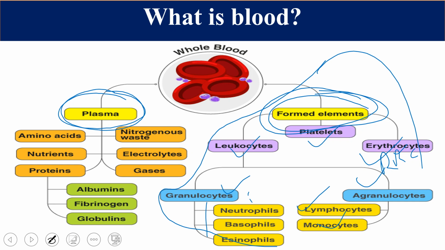The second part of the blood is called plasma. In the plasma, we have dissolved components also, like amino acids, nutrients, proteins, nitrogenous waste, electrolytes, gases, and some other proteins. So these are the components of the plasma.